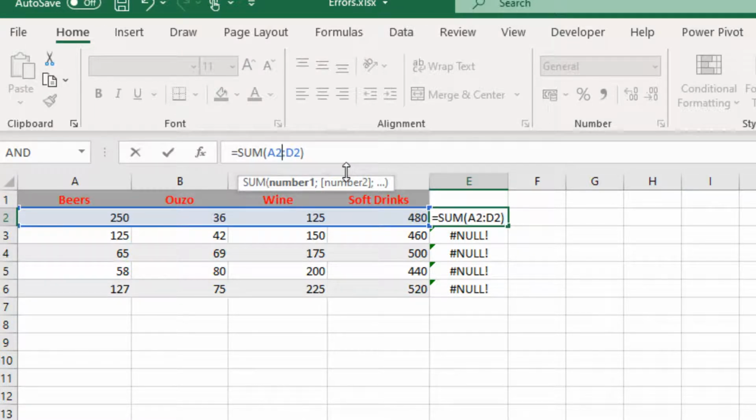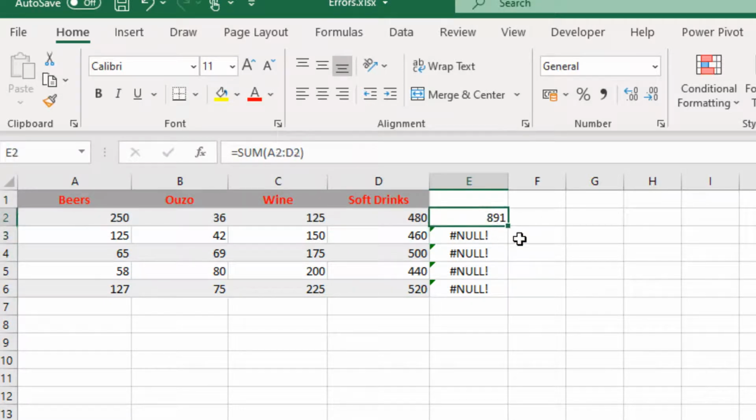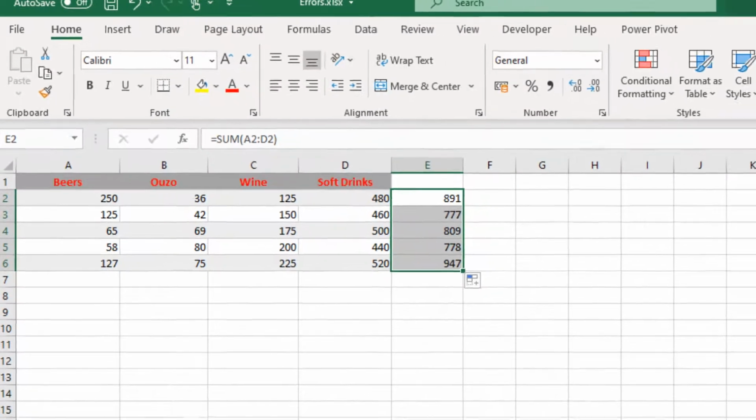Or a semicolon, which is for two individual cells, tells Excel that we're adding or doing whatever with two cells that are not next to each other, and the colon means that the cells are consecutive, and that's how we get a result, 891. And we can copy the formula to the rest of the cells, and we get a result.